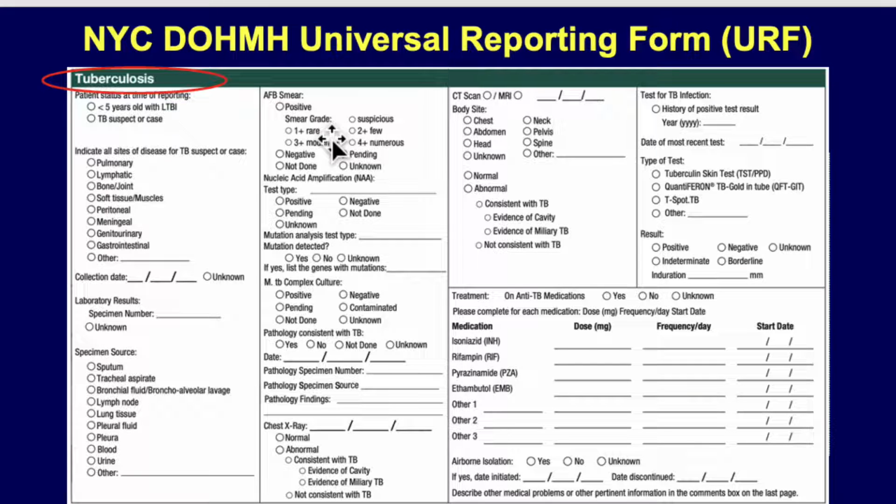The next section on the form is for reporting cases of tuberculosis or TB, with details around the type of TB that is being diagnosed, any laboratory testing that has been done, as well as other diagnostic testing and treatments that may have been initiated.